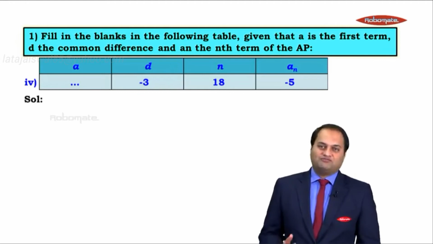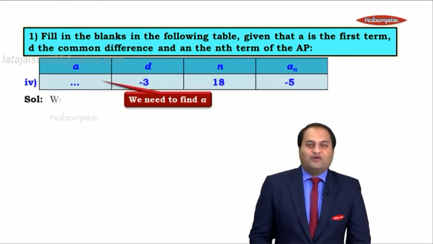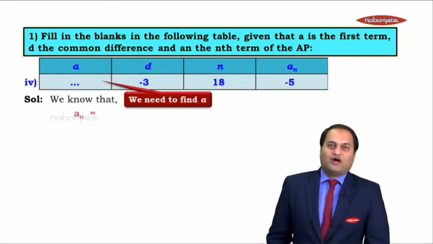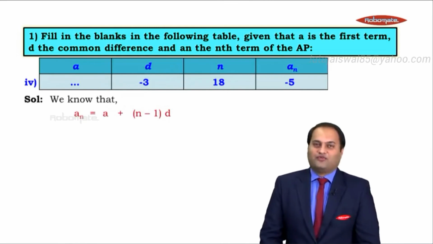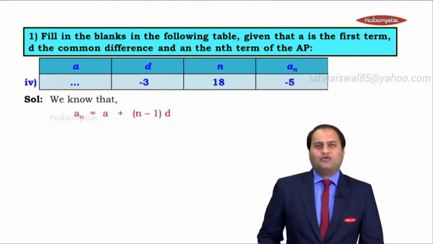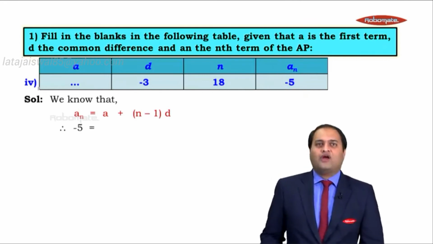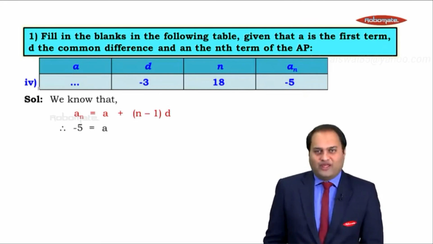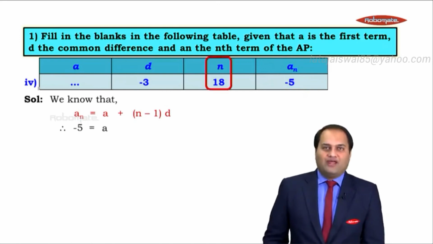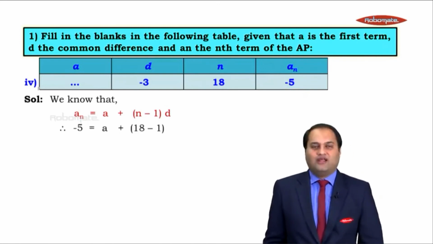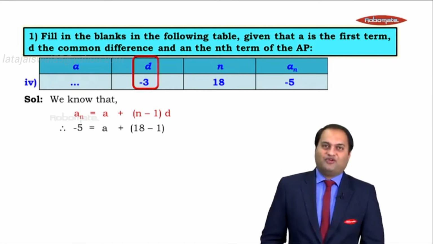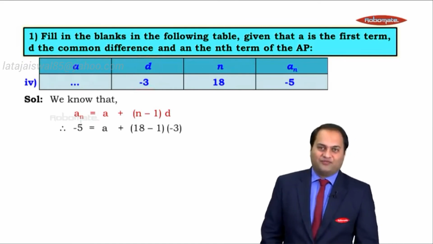How do we do it? Let's see. We need to find a. For that we know the formula, an is equal to a plus n minus 1 into d. Do we know an? Yes, we know an. What is an? Minus 5. Do we know a? No, we don't. So a, right? Do we know n? Yes, we know it is 18. Do we know d? Yes, we know d, that is minus 3, right?